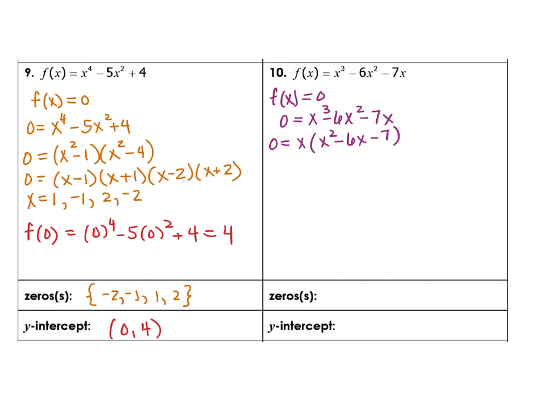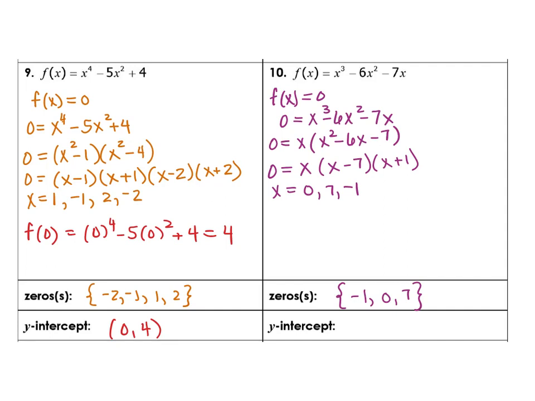And now this turns into a much nicer thing to factor. So we're going to have x minus 7 times x plus 1. And looking at that, we can pull out our zeros. So it looks like x is going to be equal to 0 or 7 or negative 1. So we have our solution set down here of negative 1, 0, and 7.